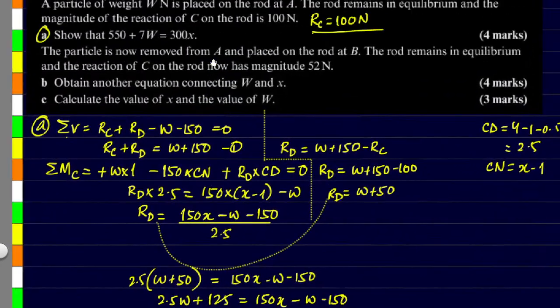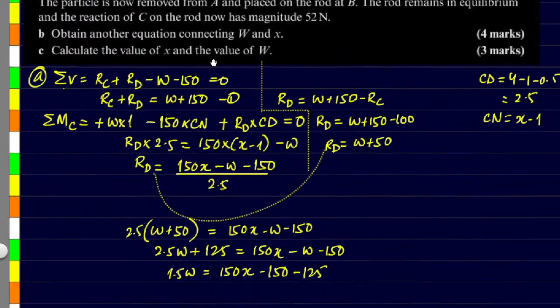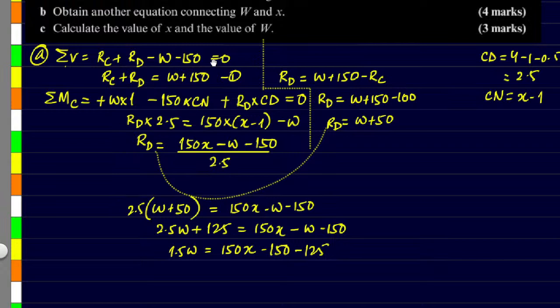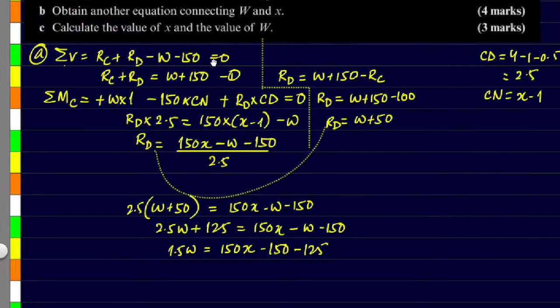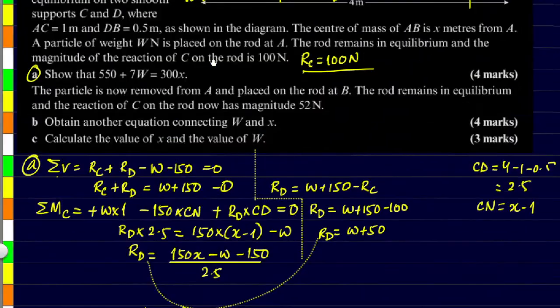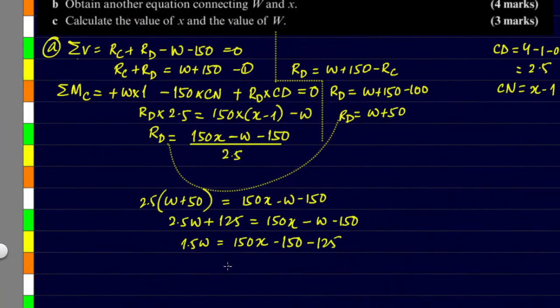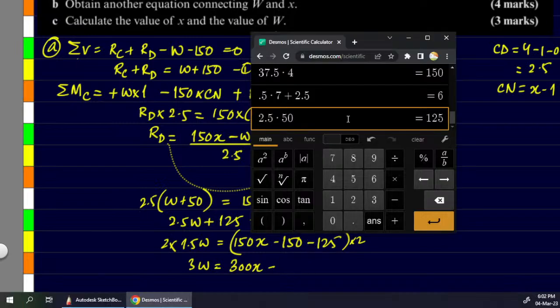We want 7W and 300x. So if we multiply 2 on all sides, then we will get, right? So multiply 2 throughout. So 3 times W equals 300x minus, how much is this? 150 and 125, 275. 275 into 2, 550.